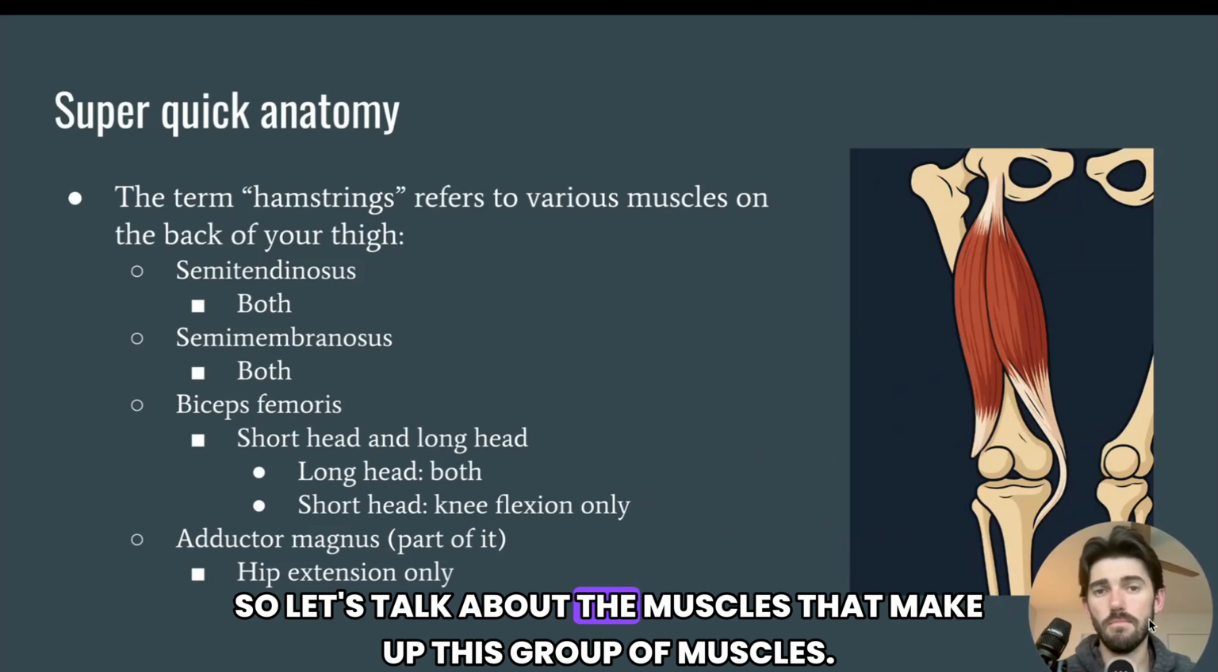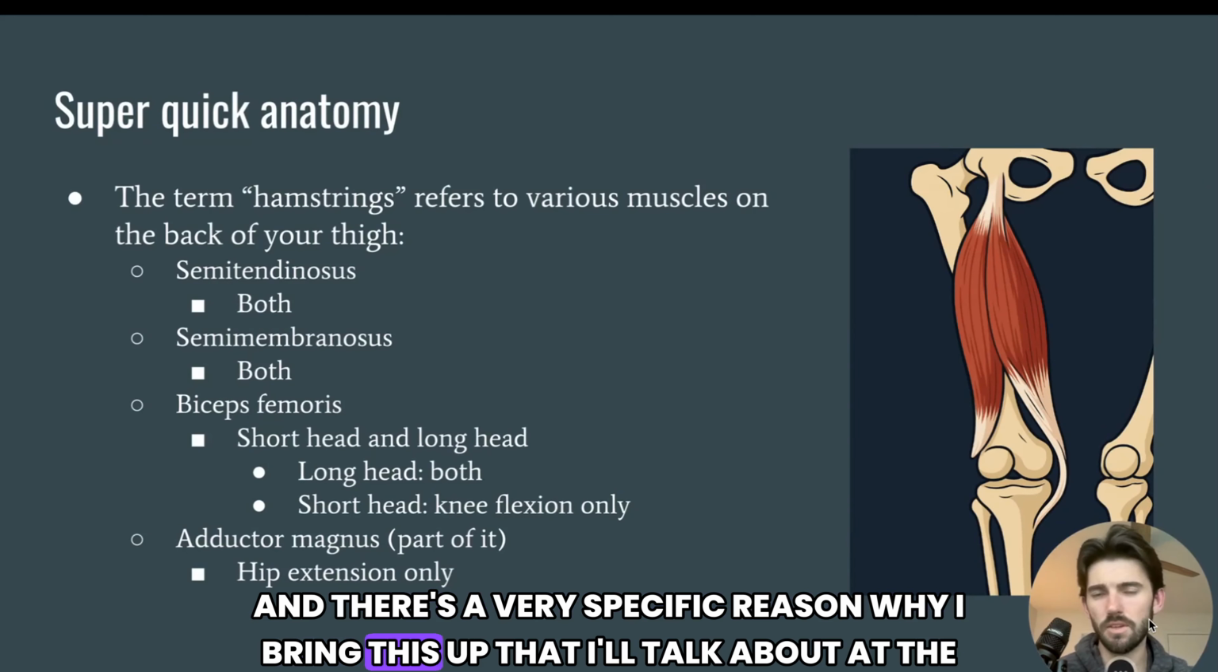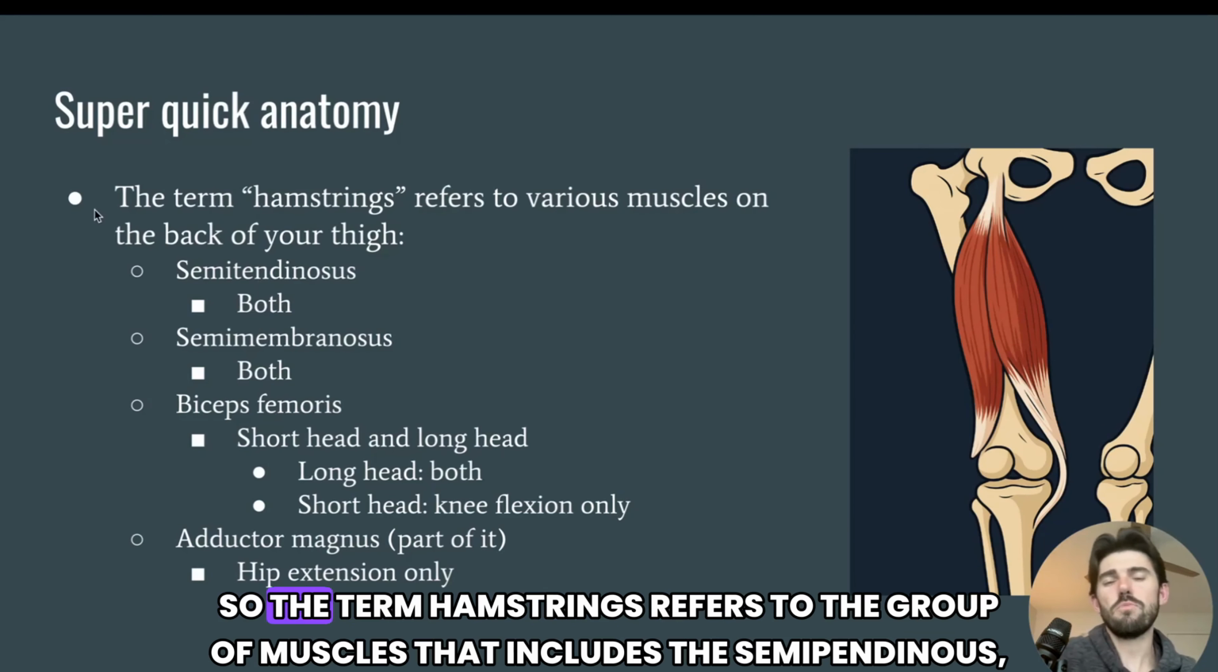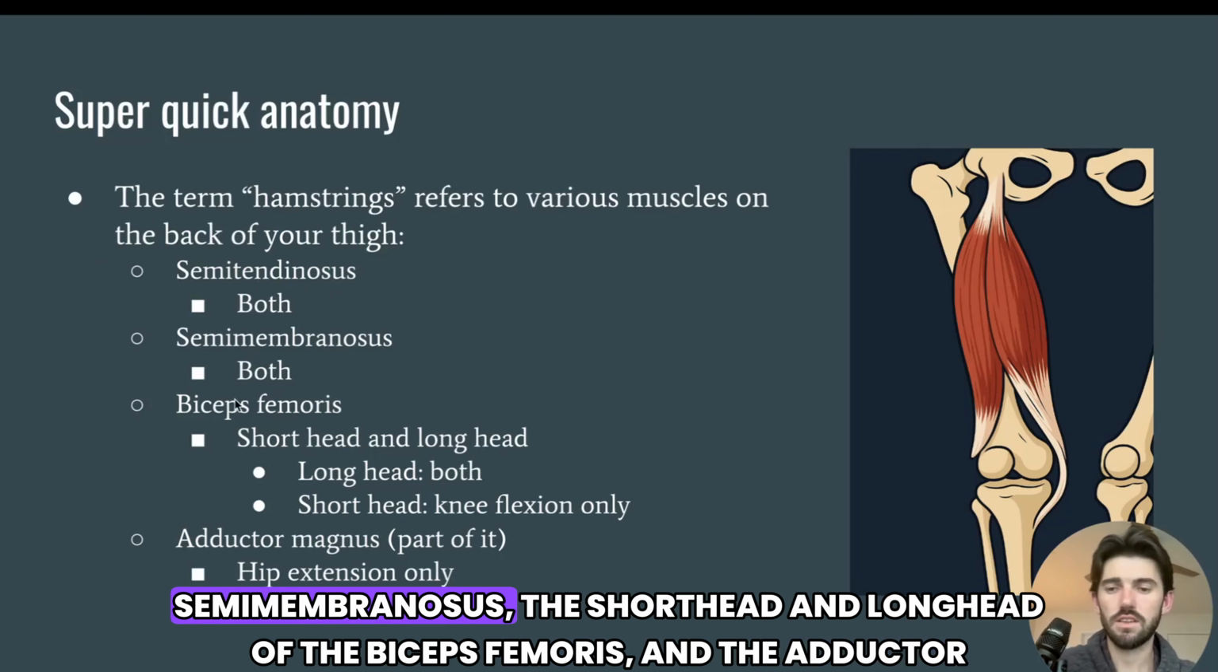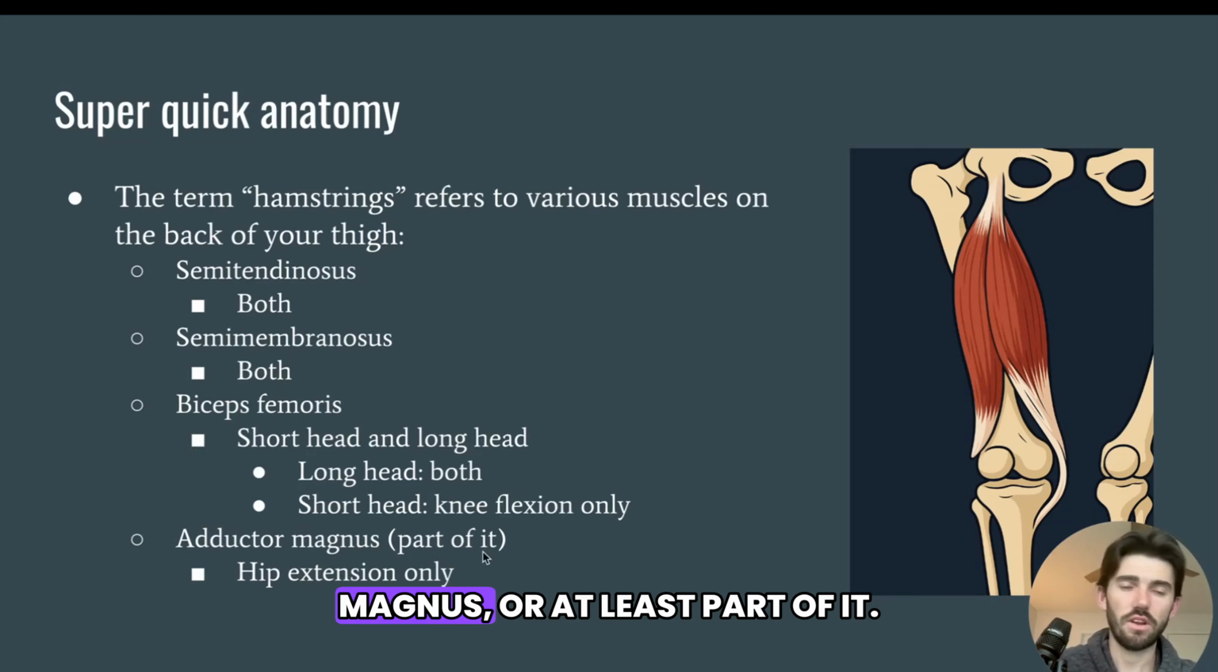So let's talk about the muscles that make up this group of muscles. And there's a very specific reason why I bring this up that I'll talk about at the end of the slide. The term hamstrings refers to the group of muscles that includes the semitendinosus, semimembranosus, the short head and long head of the biceps femoris, and the adductor magnus, or at least part of it.